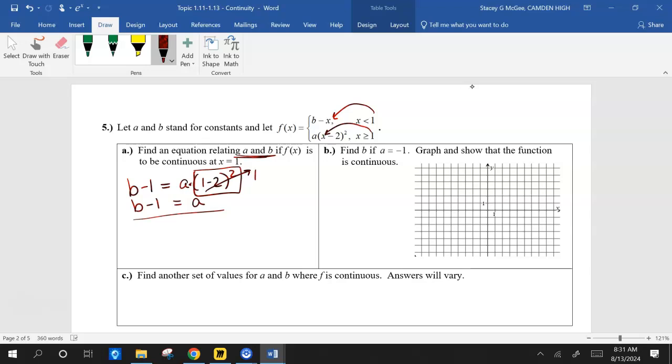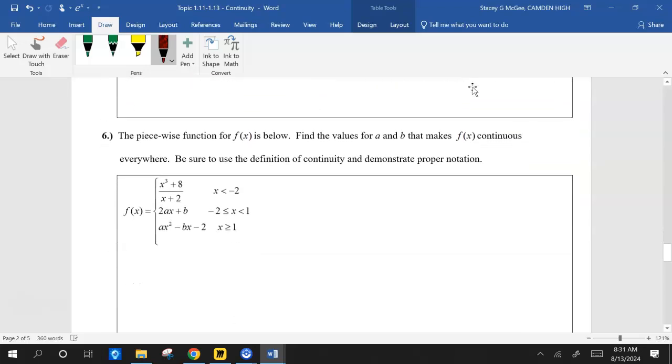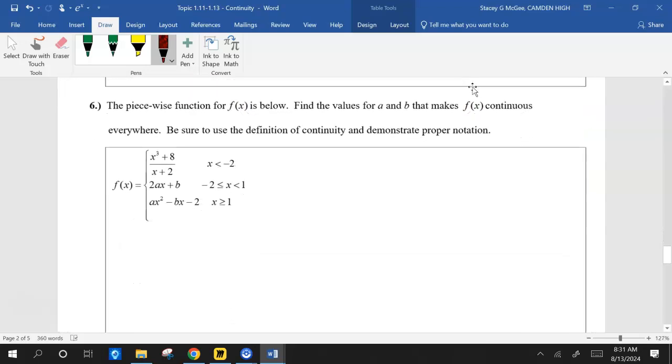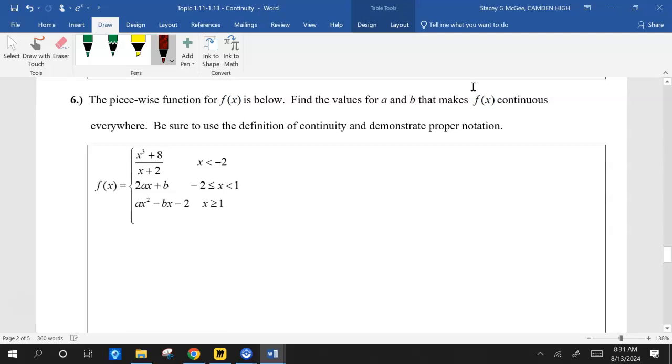For which one? 6? Find the values for A and B. So this is what we were doing yesterday, that we're actually forcing it to be continuous. And I'm coming in from there's 2 places. Does everybody see that there's 2 places of possible discontinuity? At -2, that's the first possible place. And then at 1, there's the other possible place.